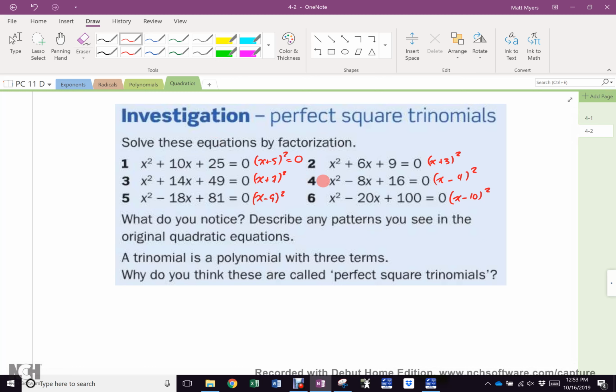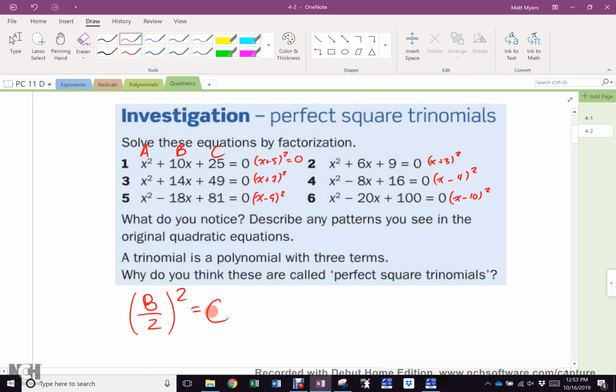What is the pattern? Maybe this will help. That's A, that's B, that's C. Does that help? B divided by 2. So squared equals what? C. Everybody sees that? The B term, no matter what it is, if we cut it in half and square it, we get C, yes?